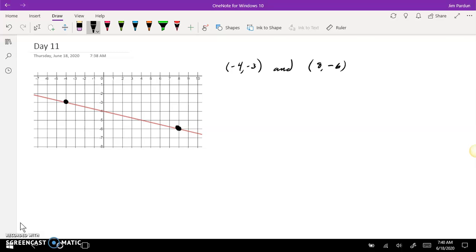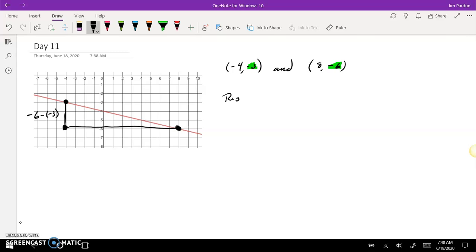Now, when I look at the graph for the rise over run, I have to come down this many units, and I have to go over this many units. So I need to find this distance right here, the rise. So the rise distance is going to be simply -6 minus a -3. That's the vertical distance. And if I look at my values in my ordered pairs, there's -6 and there's -3.